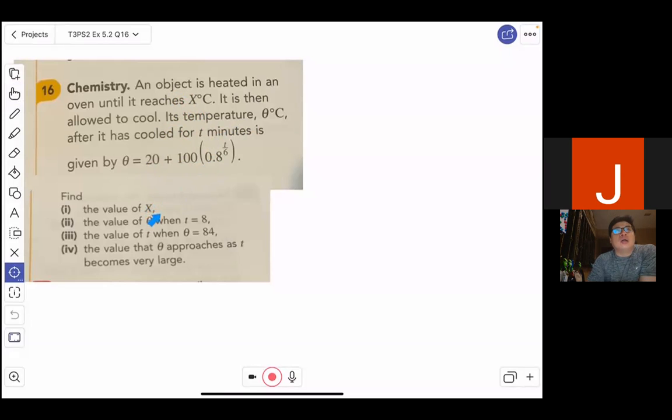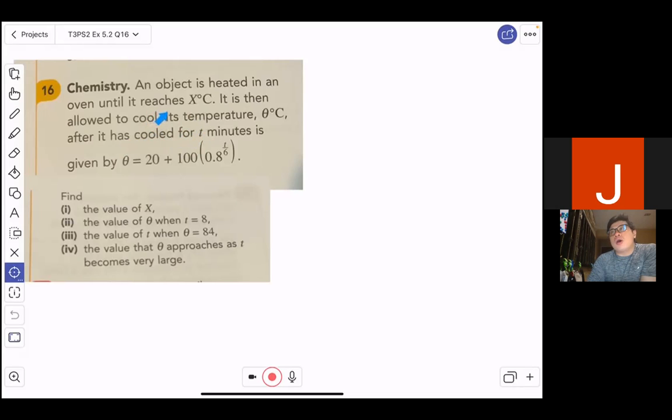So how do we go about doing this? When you see it is heated in the oven until it reaches X, and it is then allowed to cool, the time starts when the temperature has cooled for T minutes. That means T starts when the object starts cooling.